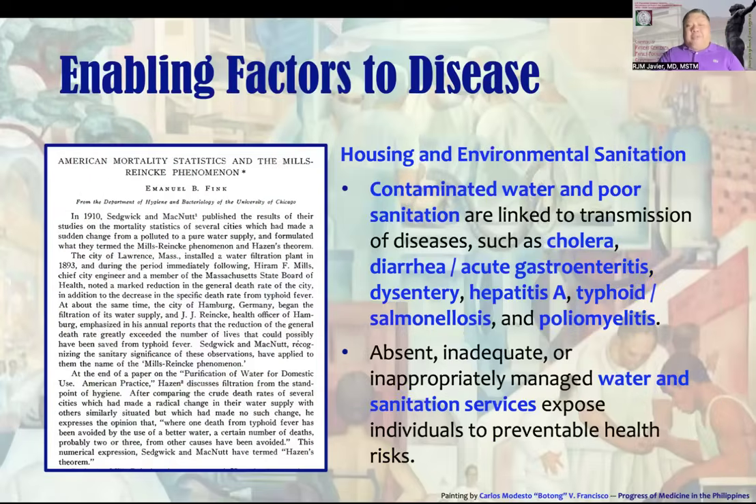Housing and environment can also be very important in terms of disease causation. In the 1960s, there was this theory, the Mills-Rinke phenomenon, which said that if you just provide adequate supplies of potable water, you can actually lessen the burden of both your communicable as well as your non-communicable diseases. So looking into this Mills-Rinke phenomenon, we do know that it is imperative that we are also being able to provide access to clean, potable water on top of the sanitation of the environment.